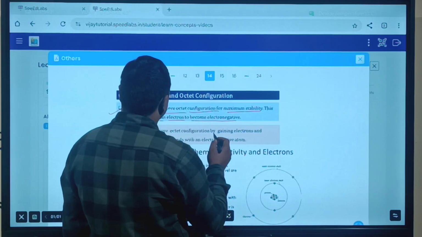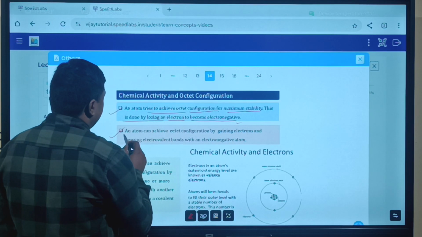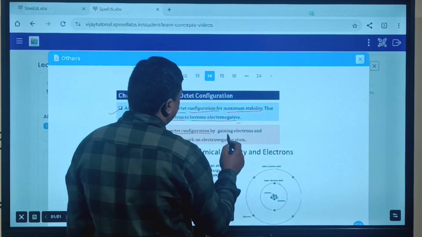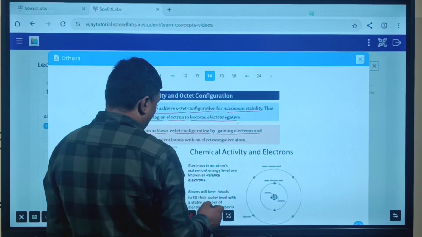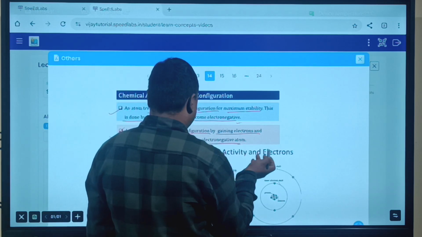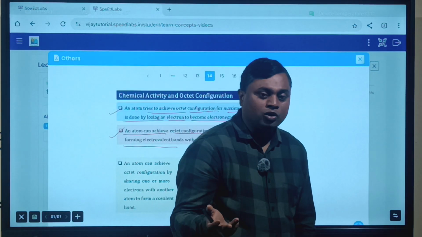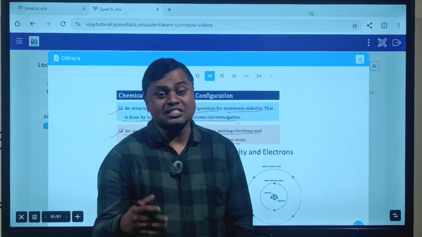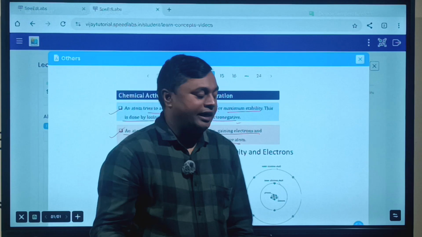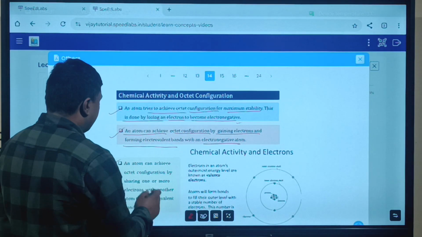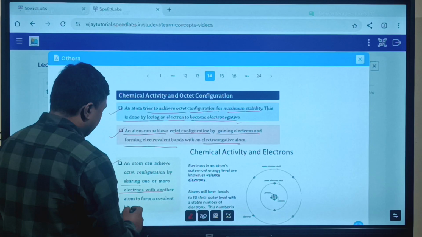When they lose electrons, they generally become electropositive, children. An atom can achieve octet configuration by gaining electrons and forming electrovalent bonds with electronegative atoms. Generally, metals lose electrons and non-metals gain electrons. So metals are generally electropositive, whereas non-metals are generally electronegative. An atom can also achieve octet configuration by sharing one or more electrons with another atom to form covalent bonds.